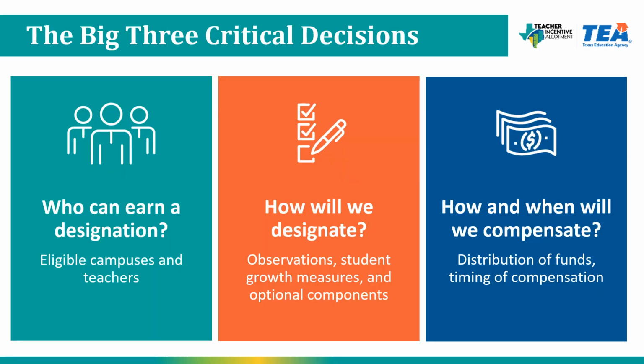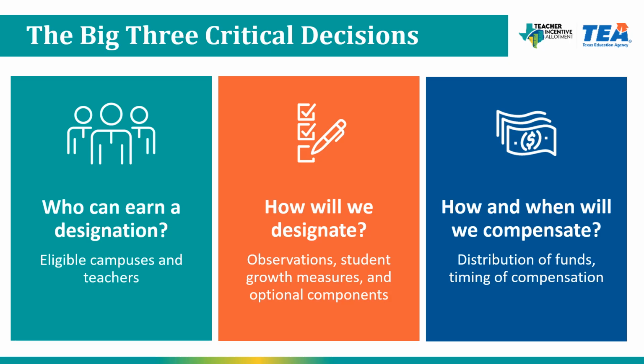Developing a local designation system requires significant stakeholder engagement around three major decisions. First is which teachers will be eligible to earn a designation. Districts may include all teachers or limit to certain teaching assignments and campuses. Districts have an annual window to expand their system if they decide to include new teaching assignments in future years. Next, districts must determine how they will designate teachers using performance data along with statewide performance standards.